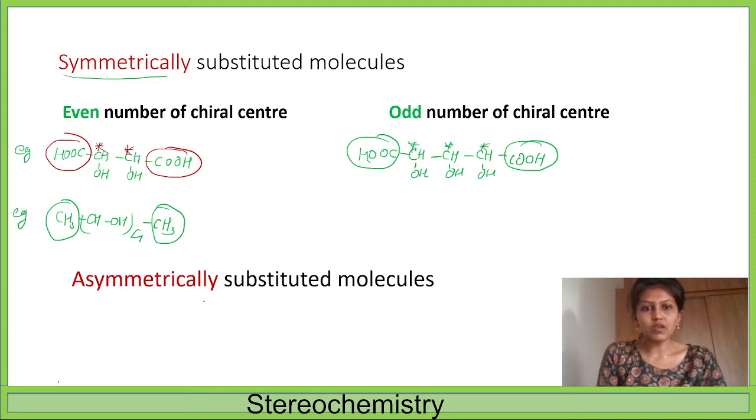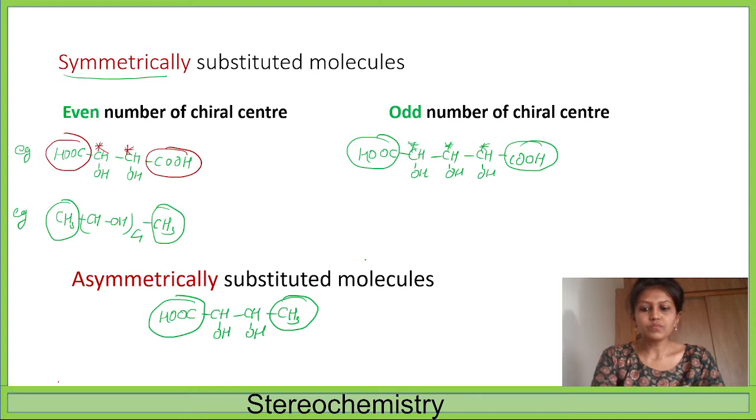Now an asymmetrically substituted molecule. We can give the example COOH, CHOH, CHOH, CH3, that is, the terminal functional groups are different, right? So it is known as an asymmetrically substituted molecule.